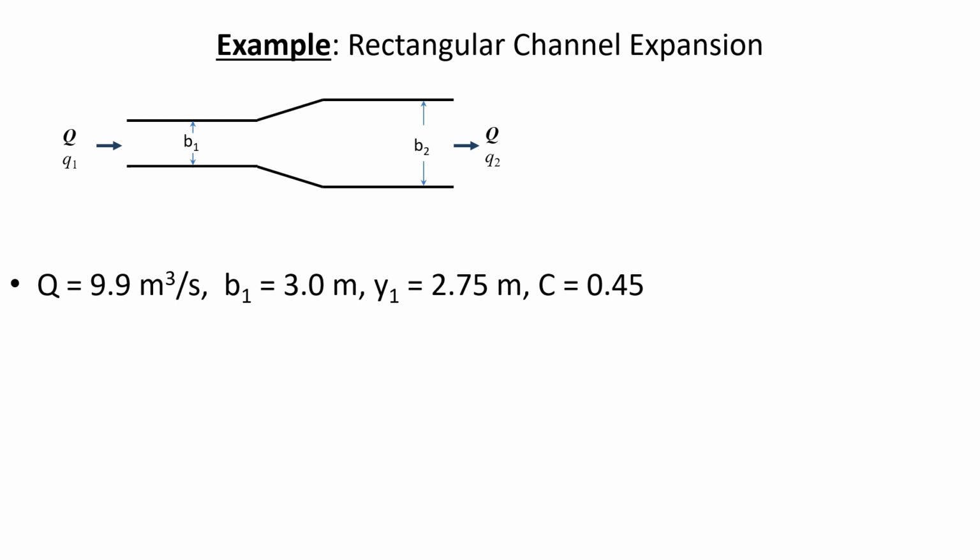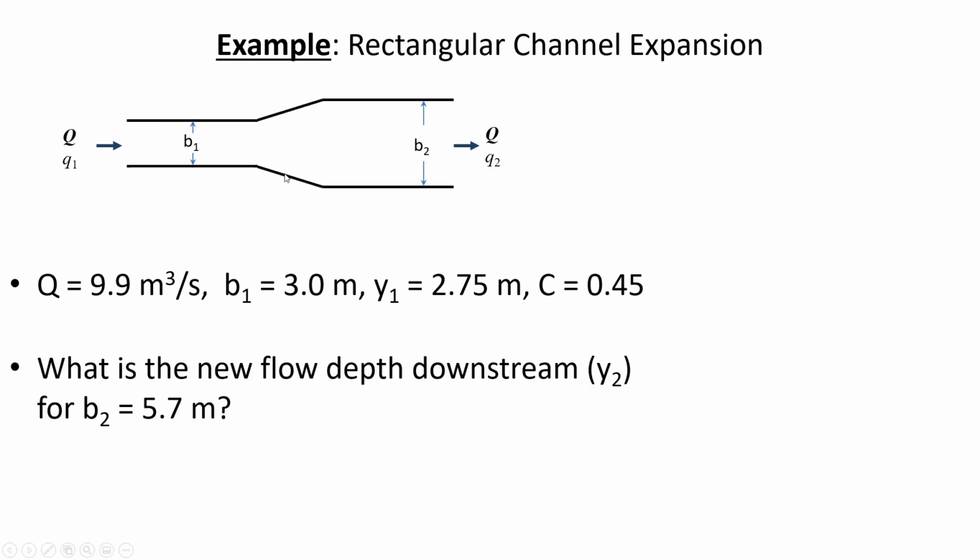So let's get some practice with this and consider an expansion. What we know is the flow rate is 9.9 cubic meters per second. We know the initial width is 3, and the initial depth was 2.75, and this expansion coefficient is 0.45. What if the channel gets wider? Instead of a width of 3 meters, it's now 5.7.